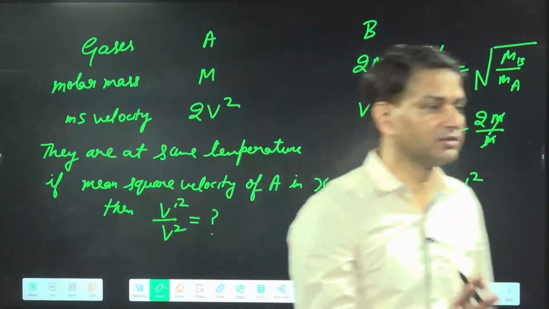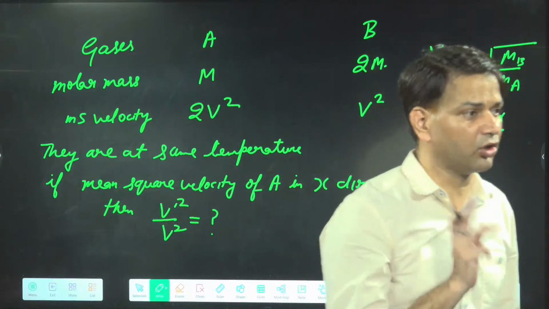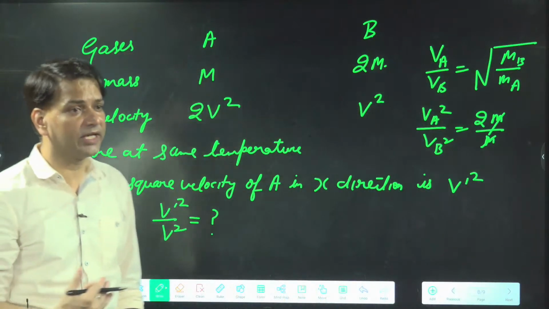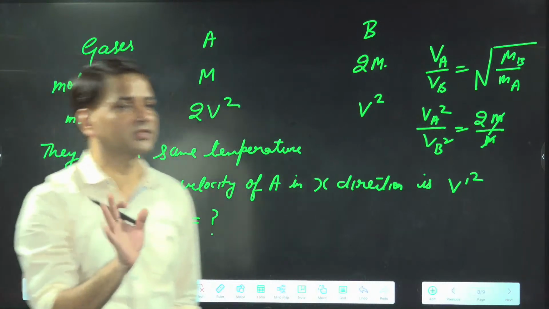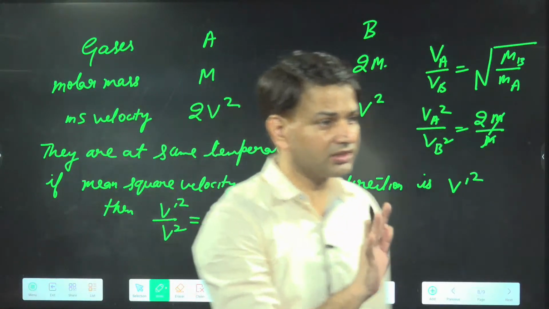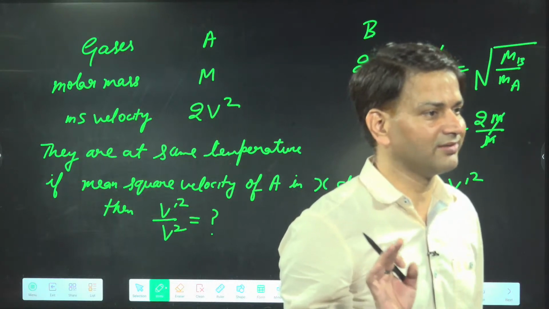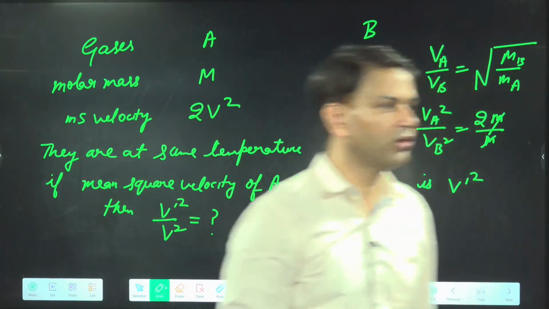So who is saying the answer is 2 is to 1? They are saying the mean square velocity of A upon the mean square velocity of B, that the answer is 2 is to 1. But I'm not asking the mean square velocity of A upon the mean square velocity of B. No, Gagandeep, still you have not understood.